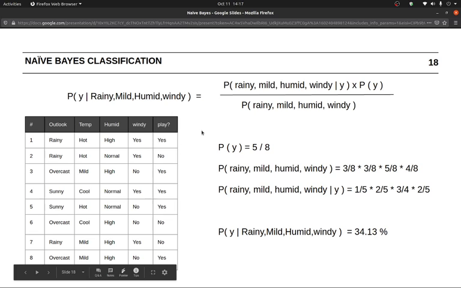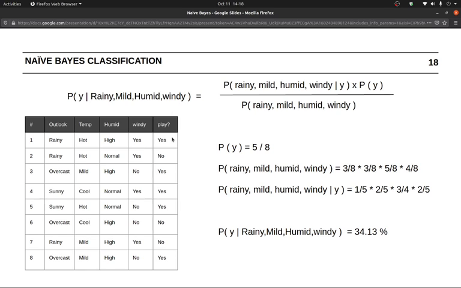In this example, we predicted the class play equal to yes, but it might have been any class. It might have been multiple classes as well. It might have been a binary classification problem. But as you see, because naive Bayes works on probabilities, it would arrive at a probability for any given class.